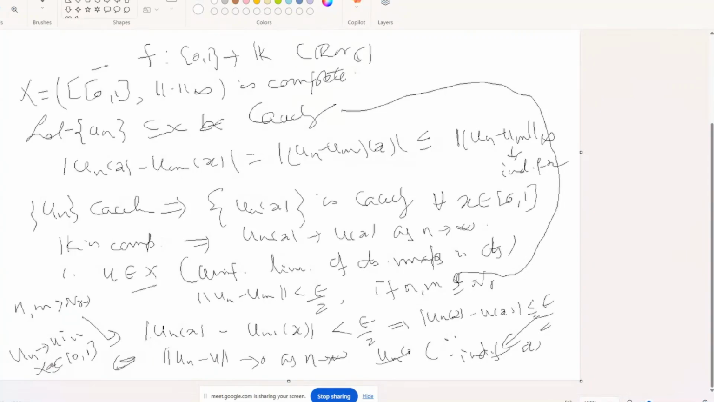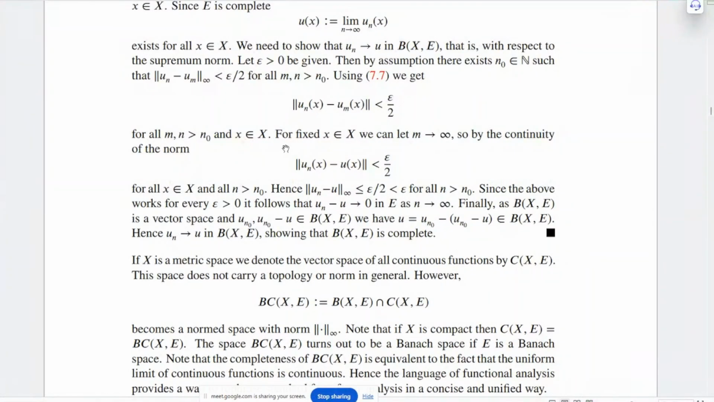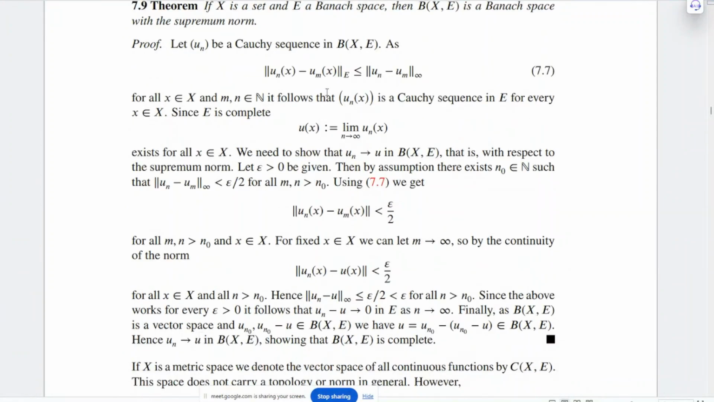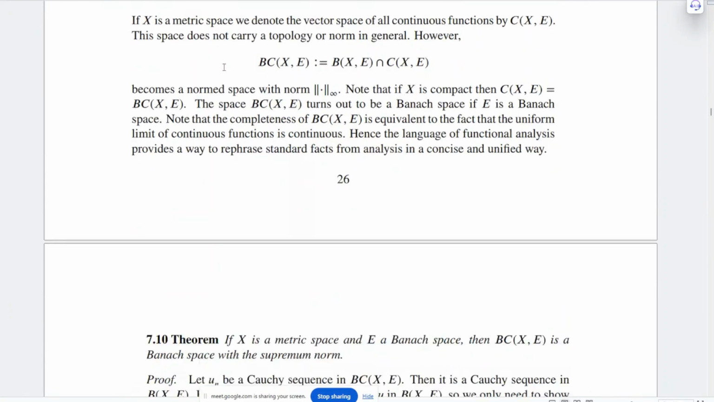I have given the proof in a simpler way. Whatever he has given, I am taking x to be C01 and e to be the real or complex number. He has given it in an abstract way, but what we are interested in is C01.